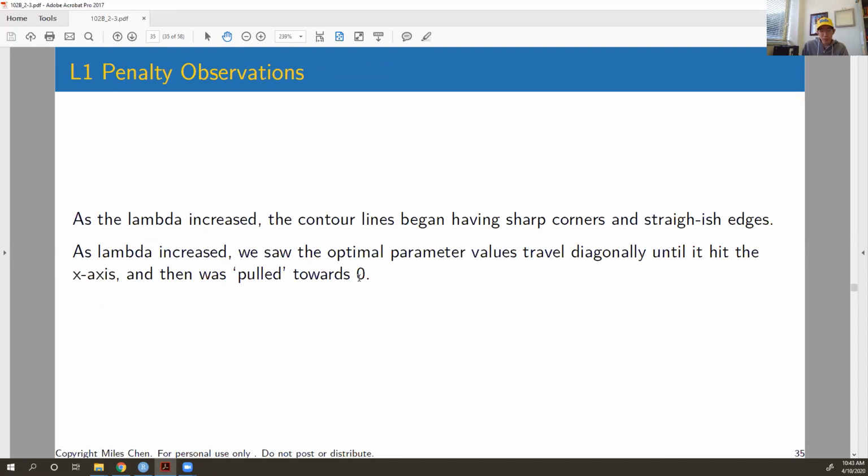And as lambda increases, we saw the optimal parameters basically travel diagonally until it hits the x-axis, and then it gets pulled towards 0. And basically what's happening with this is that the penalty from increasing one coefficient from 10 to 11 is the same amount of penalty or complexity that gets added from increasing a coefficient from, say, 1 to 2, okay? So shrinking a coefficient from 1 to 2, or 2 to 1, or 11 to 10 gives us the same improvement here.